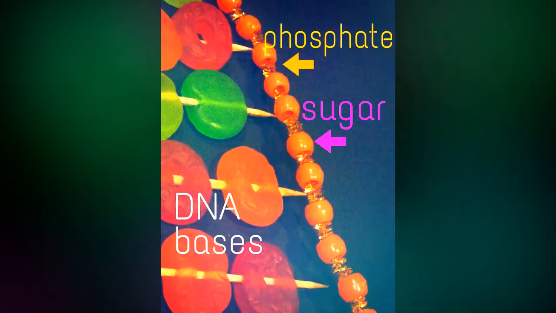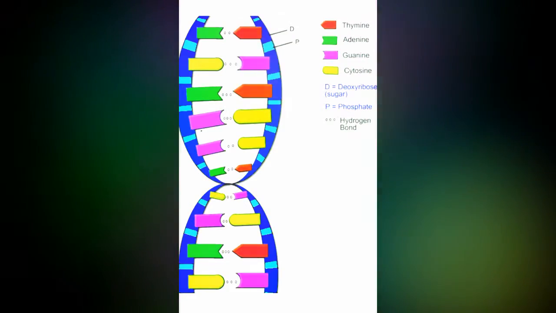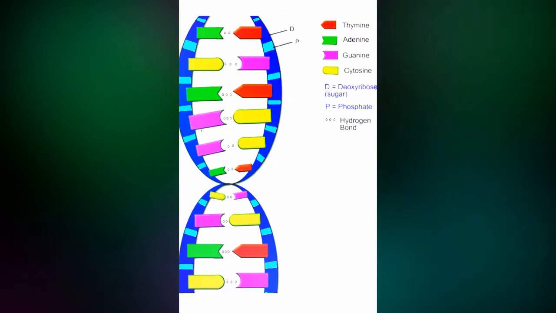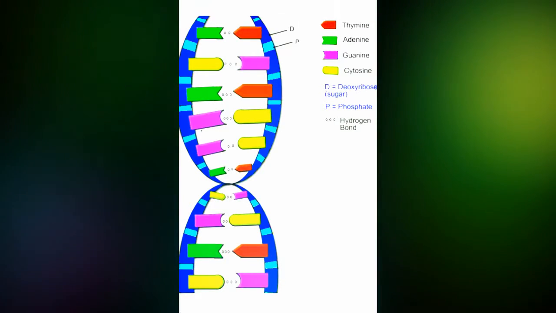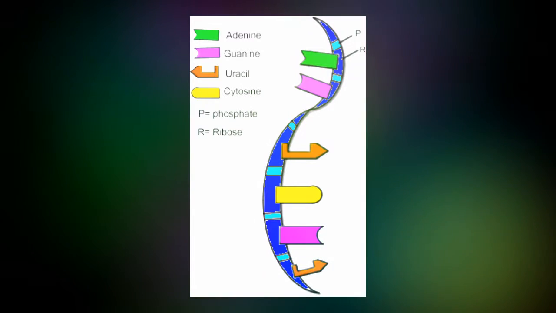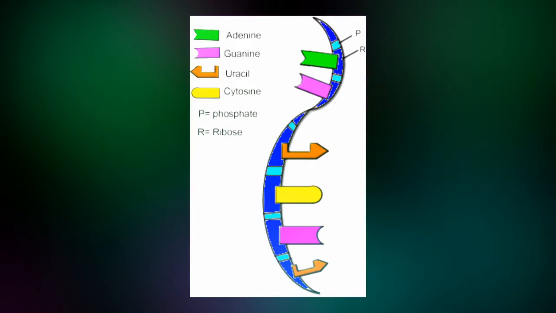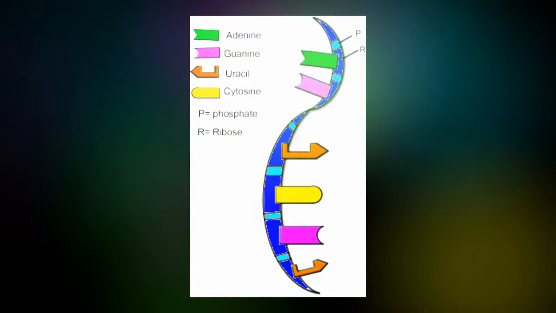RNA, an equally important nucleic acid in this process, contains ribose sugar, a phosphate group, and a base. RNA only has a single strand of nucleotides, and instead of thymine, contains uracil.